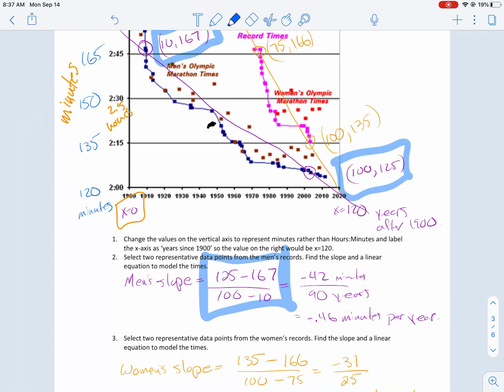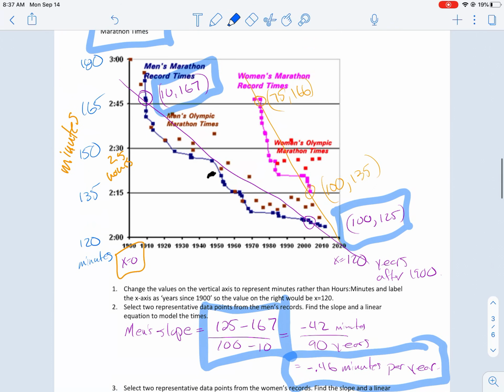And so that gives you a slope equation: the change in the minutes over the change in the years, and that comes out to minutes per year, negative 0.46 minutes per year. So it's decreasing at about half a minute every year.